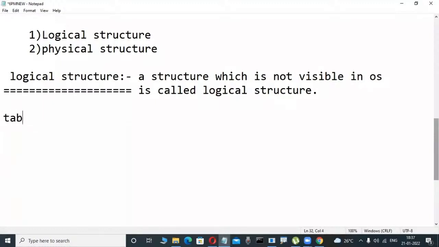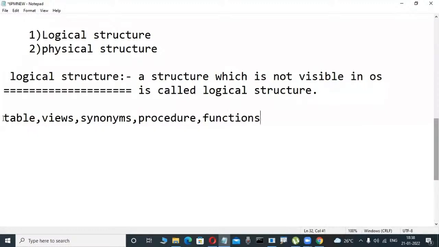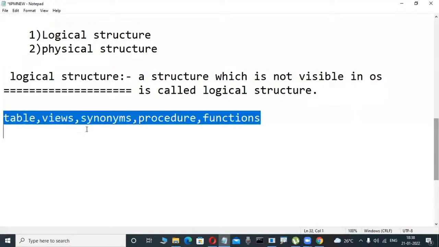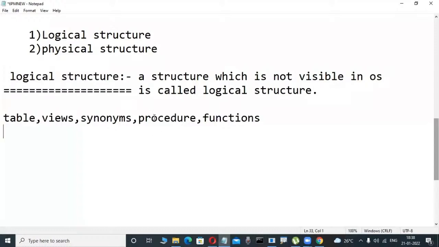That logical structure contains tables in Oracle, SQL Server, and MySQL also. Views are there. Synonyms are there. Indexes are there. These are all the database objects. So many things are there. Procedures are there. Functions are there. Triggers are there. Packages are there. These are all logical structure. That is not visible in the operating system. Whatever courses we are learning, so many objects are not visible in the operating system.